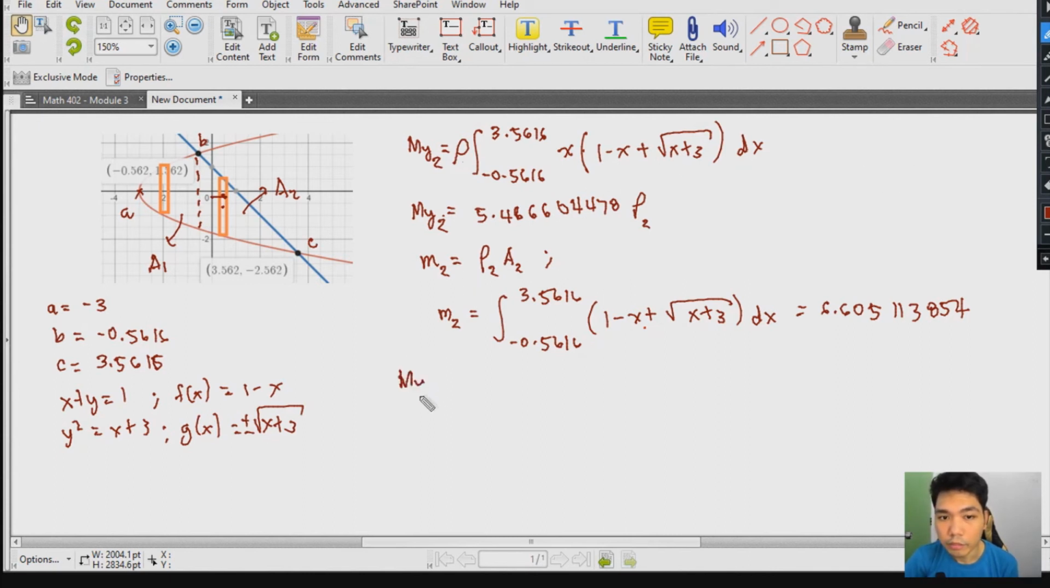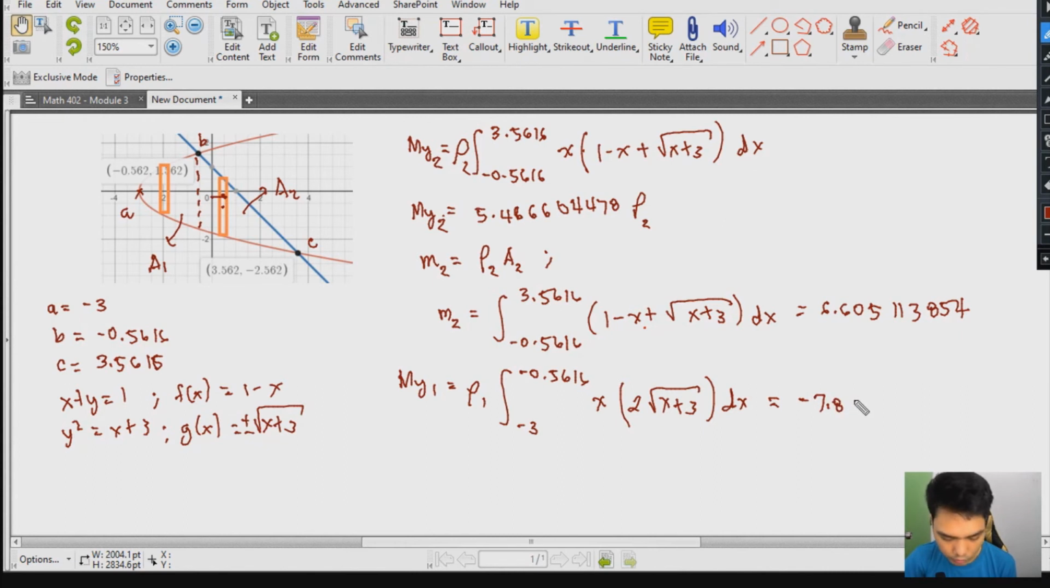So we have M sub y1 that is equal to density 1 from negative 3 to negative 0.5616 x multiplied by ano ba yung distance or difference between these two. So that's 2 times square root of x plus 3. So yun lang naman yan, the x. And this gives me the value that is equal to negative 7.80303 0999 density 1.